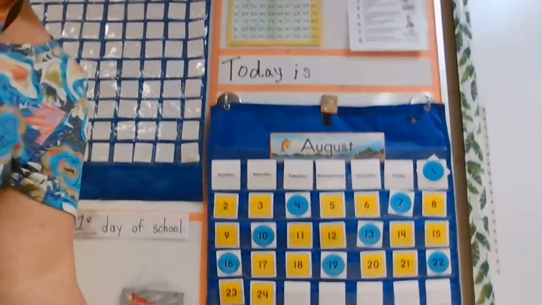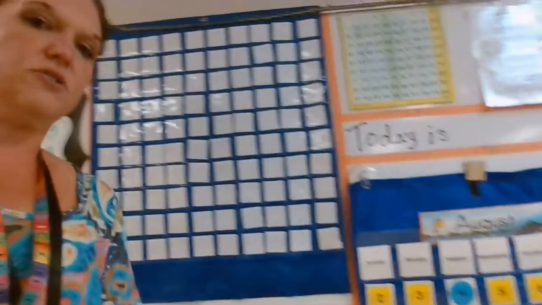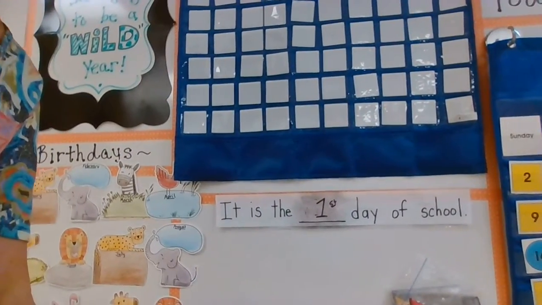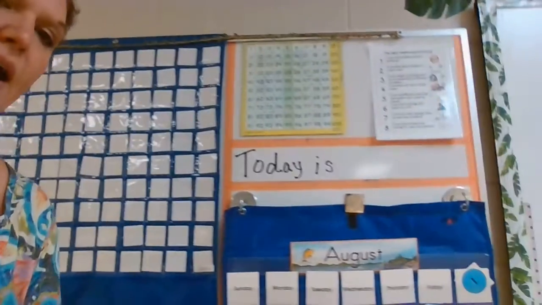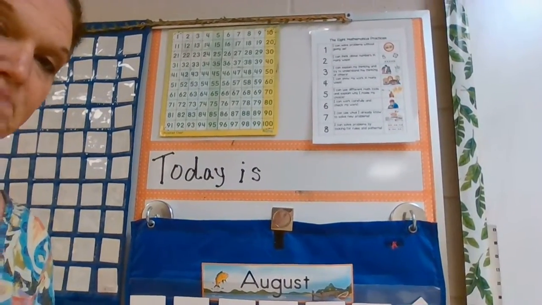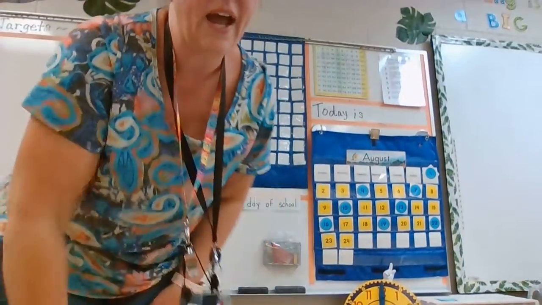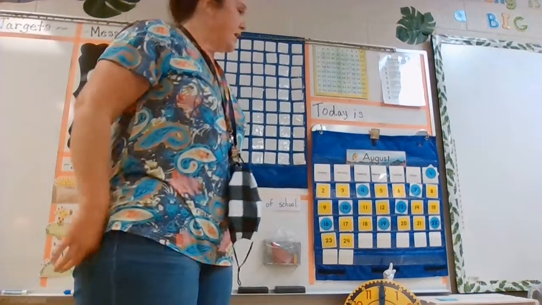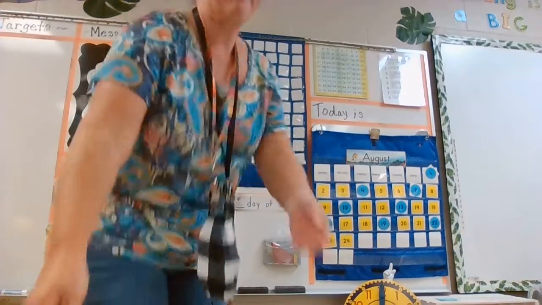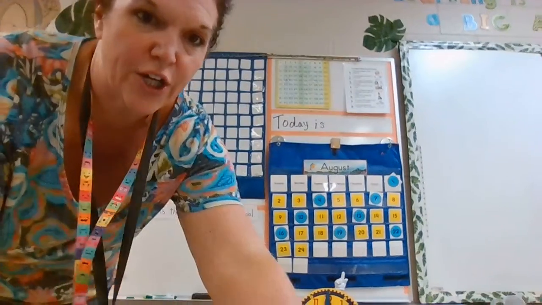So here is the calendar. Here is our hundreds chart. Right there is where we will write the first day of school. And up there is where we will write the date. So hopefully, and I'm going to change this a little bit just so you can ignore the noise, but I want you to be able to see. Okay, so now that you are closer a little bit, we're going to start off with the calendar.